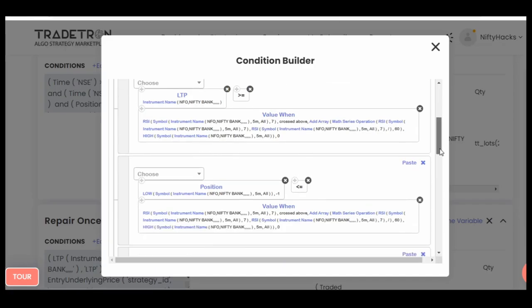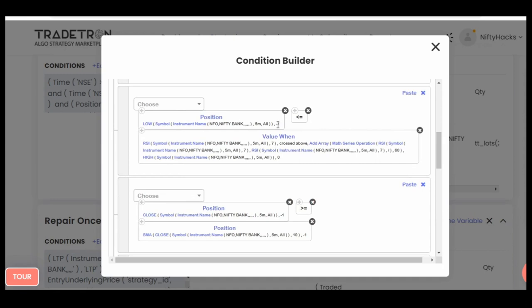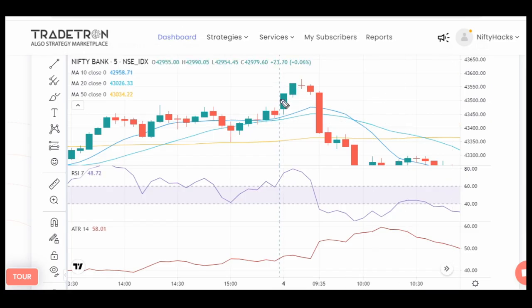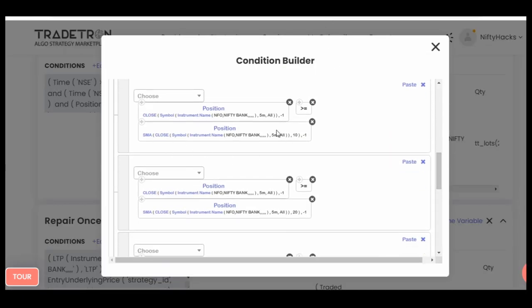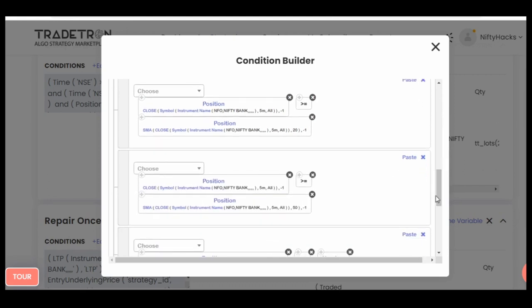What's the second condition? The previous candle low should be below the high of whichever candle crossed above RSI 60. Here it's obvious, right? This candle is the only candle which last time crossed above RSI 60, so its low would obviously be lower than this high. This is the high, this is the low, and this is the candle on which RSI crossed above 60. So it's obvious that its low would be less than the same candle's high. I guess this is also clear. And another thing is, all the three moving averages should be below the previous candle close.